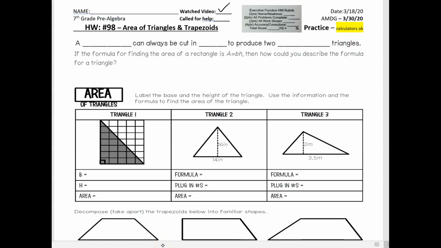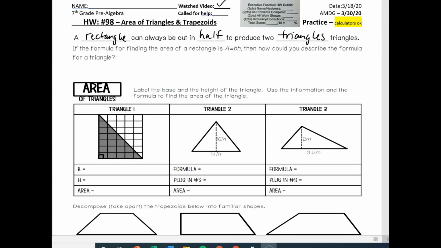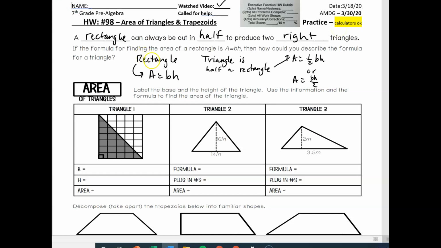All right, back to today's stuff. So today, I want you to know that a rectangle can always be cut in half to produce two triangles, two right triangles. So if we know that a rectangle's area formula is area is equal to base times height, or length times width, and we know that a triangle is half of a rectangle, then we can write our triangle formula as A equals 1/2 base times height, or base times height divided by 2. It doesn't matter which way you choose to write it.